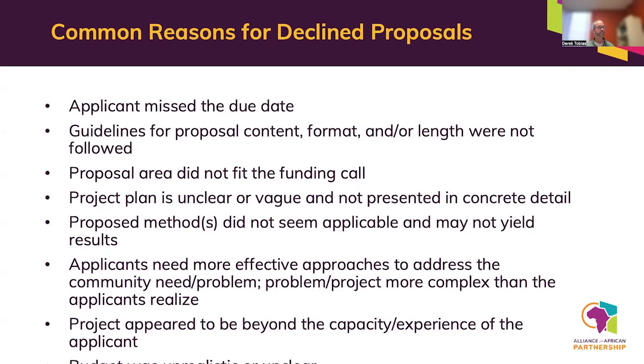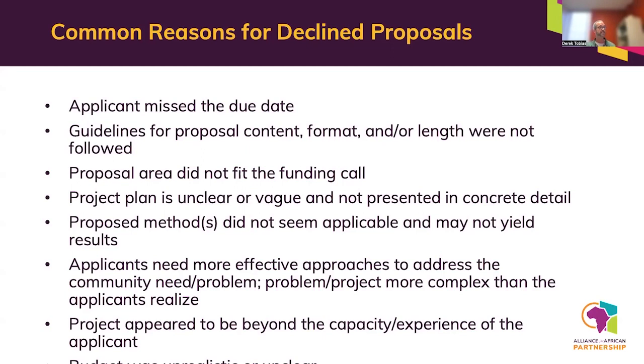Another reason is that the project plan is unclear or vague and not presented in concrete detail. So this speaks to the reader of that proposal needing to be assured of the project's success. So offering very clear details on how the project will be implemented, and what is intended as a result, as the outcomes, will help the reader know that this has a better chance of success. You really want them to see the project. Another reason for declined proposals is that the proposed methods did not seem applicable and may not yield the results. So that would be a misalignment between the problem statement and the activities that are really meant to resolve the problem or to change the problem.